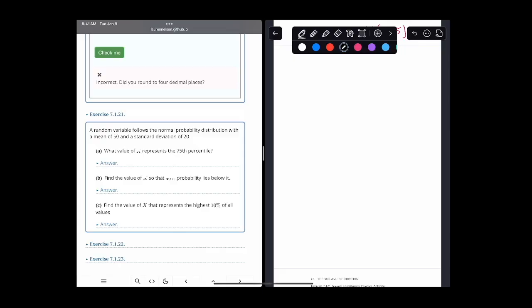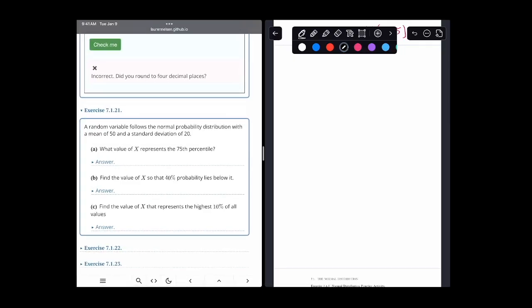Now let's take a look at exercise 21. This says a random variable follows a normal probability distribution, and our mean is 50, and our standard deviation is 20. And the first question is, what value of x represents the 75th percentile? So what that means is I have this curve that has 50 in the middle and a standard deviation of 20, and we want to know what x has 75% of things below it. So that's like saying the area to the left is 0.75.